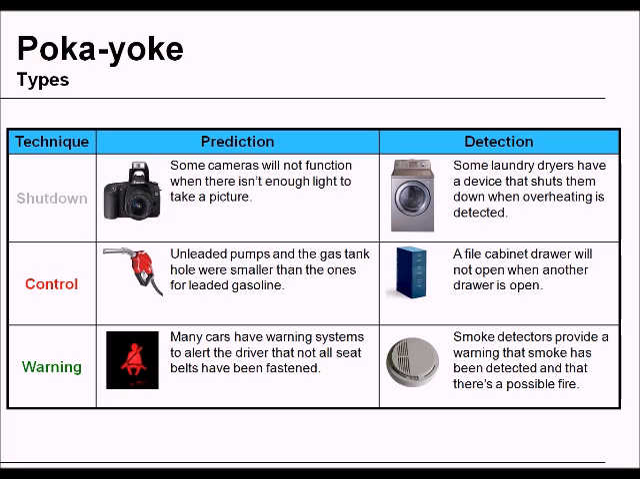Many cars have warning systems. That's an example of prediction. Smoke detectors provide a warning that smoke has been detected and there's a possible fire. All of these things are trying to error-proof a process or build quality into the process.